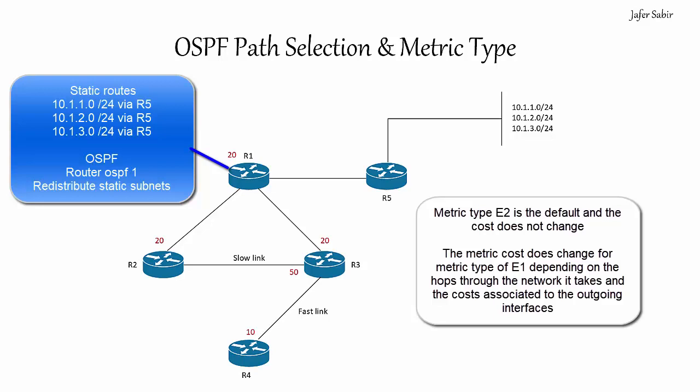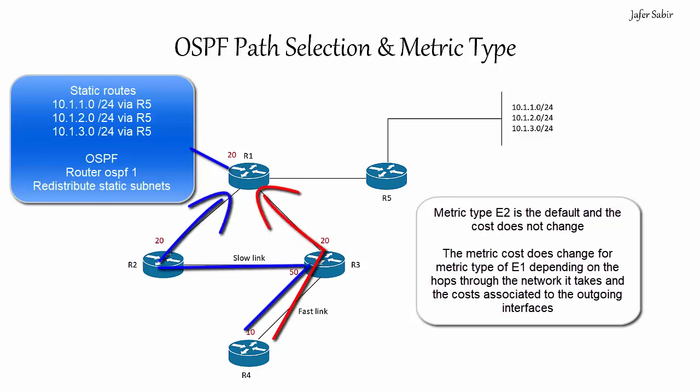Now, the difference between E2 and E1: the metric type of E2 basically means the cost never changes. So if we redistribute these static routes to these subnets into OSPF with a metric type of E2, the cost will be 20 by default, unless you specify otherwise, and that's it. They will always have the cost assigned to them. So the cost doesn't change for metric type E2. What this means, looking at the diagram, is although the path will take all these hops, it will always have a metric cost of 20.